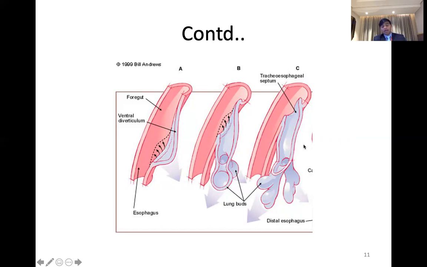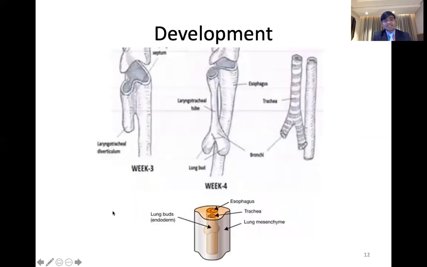Now, this formation of the tracheo-esophageal septum usually completes by the 6th or 7th week of development. Now, when you see this trachea, the endodermal lining of the middle segment of the laryngotracheal tube forms the epithelium and the glands of the trachea. The mesenchymal cells surround the tracheal tube, and ultimately it will form the cartilage, connective tissue, and smooth muscles of its walls.